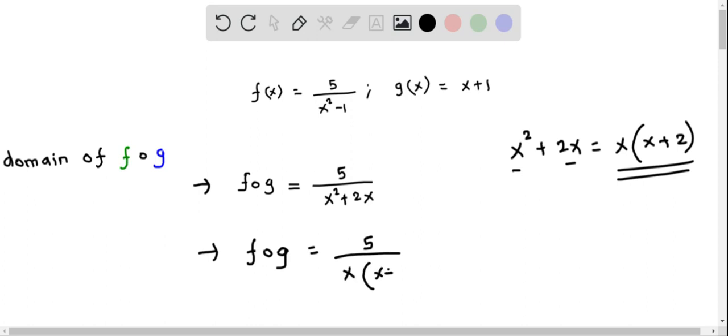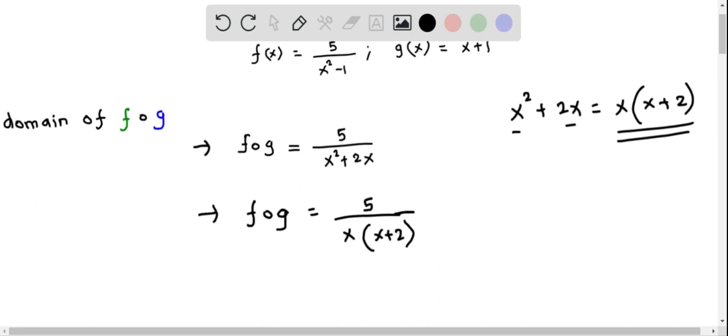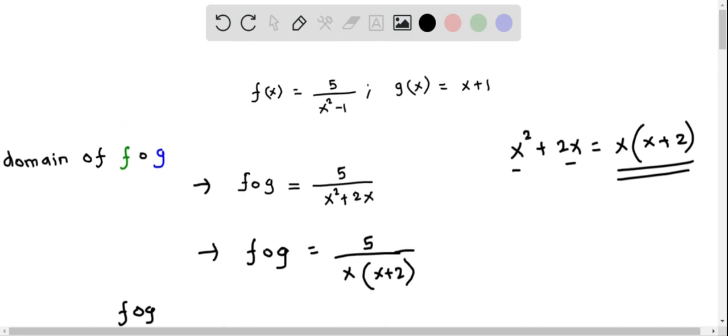x plus 2. And now to determine the domain of f of g, when we are finding the function f of g, we say that g is the input function. This is the input function to the composite function f of g. And while finding the domain, we have to look for any domain restrictions on the input function, that is on the function g of x.